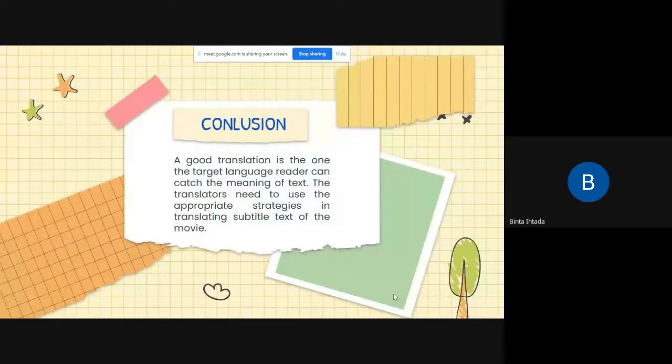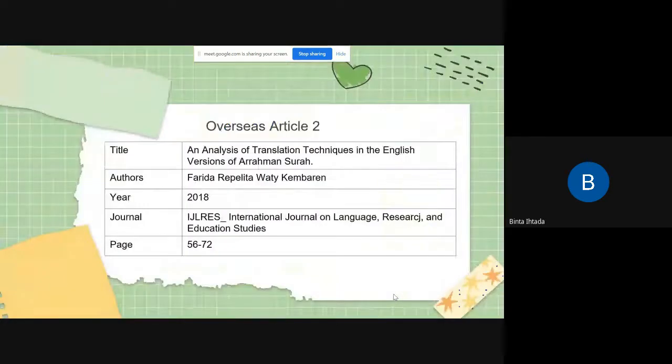And the conclusion is, a good translation is one where the target language reader can catch the meaning of the text. The translation needs to use the appropriate strategies in translating subtitle text. And we continue to the second article.